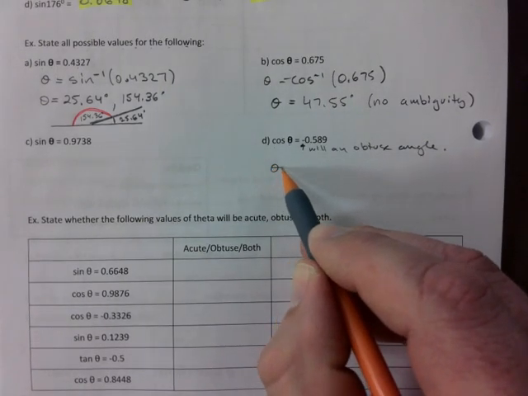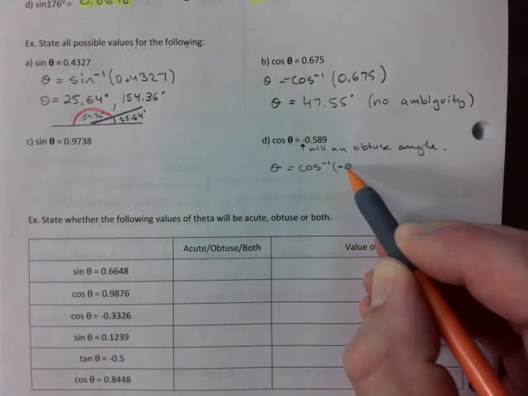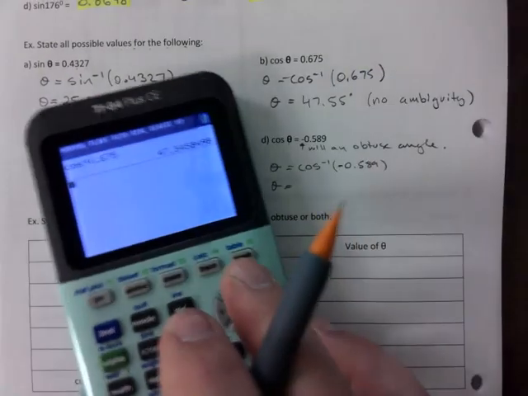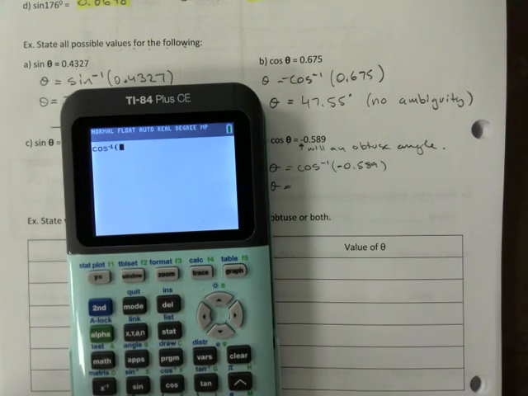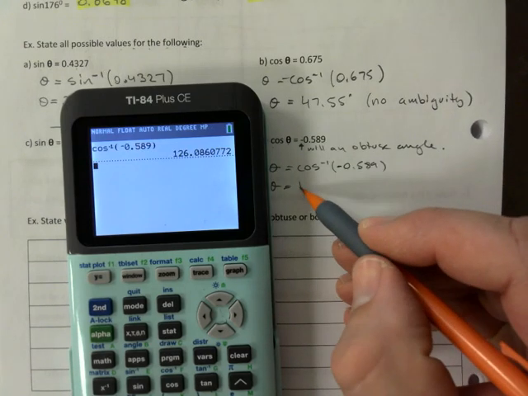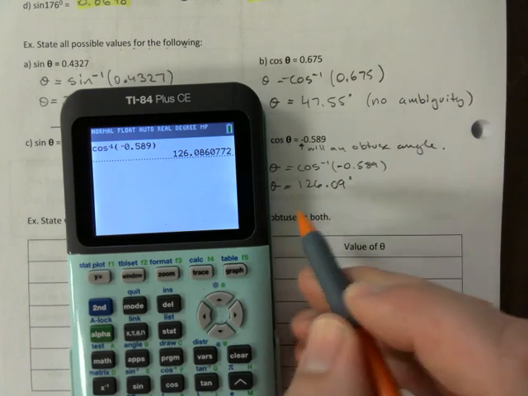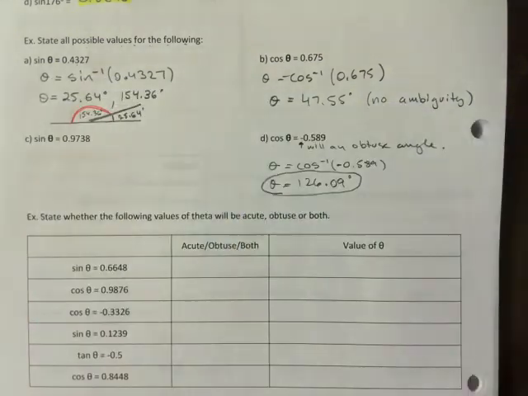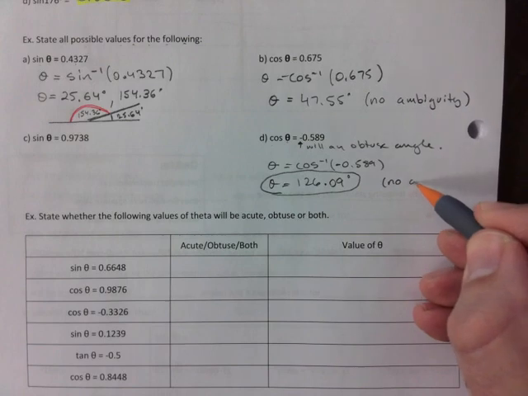So we'll go, well, theta is cosine inverse of negative 0.589. Let's go ahead and find the angle. Second cos of negative 0.589. Make sure you type in the negative. And there it is, 126.09 degrees. That's it, only one answer. No ambiguity.